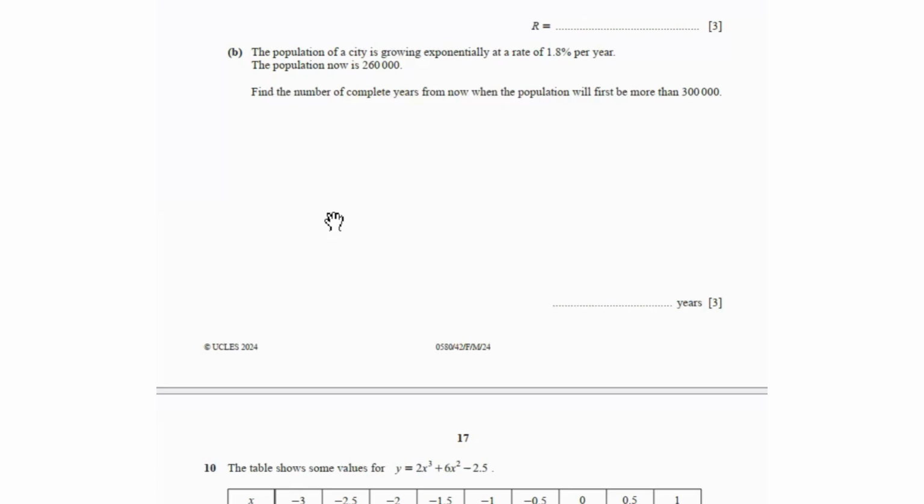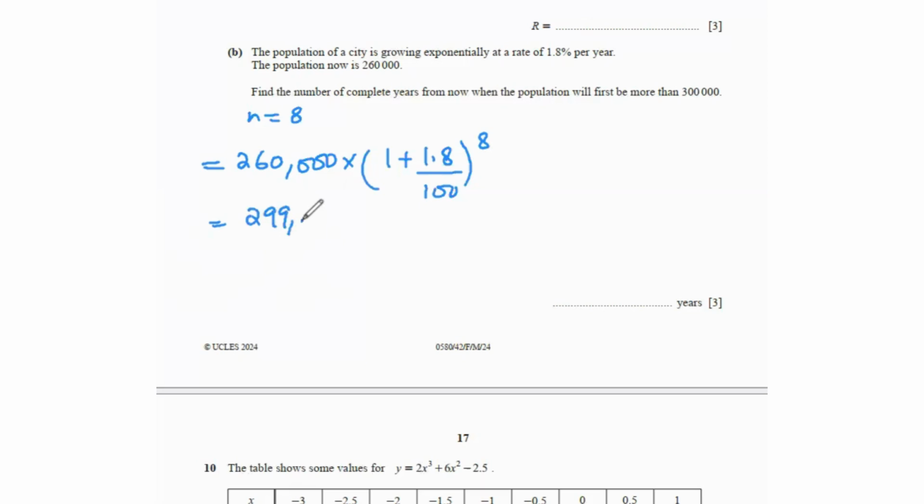So let's begin with n equals 8. It's going to be 260,000 times 1 plus 1.8 over 100, because it's growing exponentially, to the power of 8. That's 299,885.5, so closer to 300,000. Let's increase the number of years to 9.